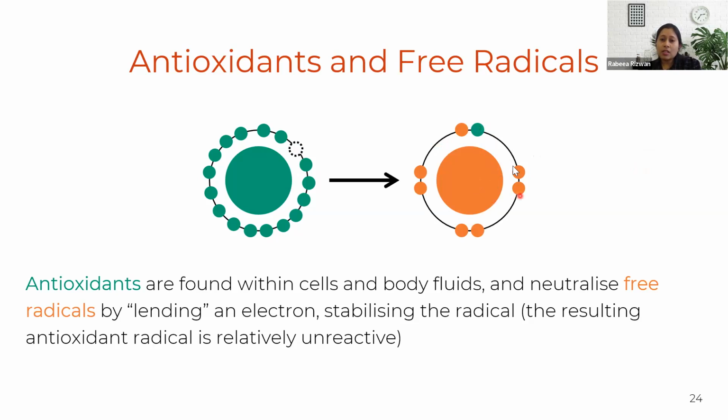In the same way, free radicals are also damaging the normal cells. But these scavengers, called antioxidants, are now escaping them. How are they protecting the normal cells? By giving their own electron to these free radicals. That's why you usually hear that green tea and vitamin C are very effective as powerful antioxidants. This is the reason. Antioxidants are found within the cells and body fluids and neutralize the free radicals by giving their electrons, stabilizing these free radicals. As a result, the antioxidant itself is relatively unreactive.